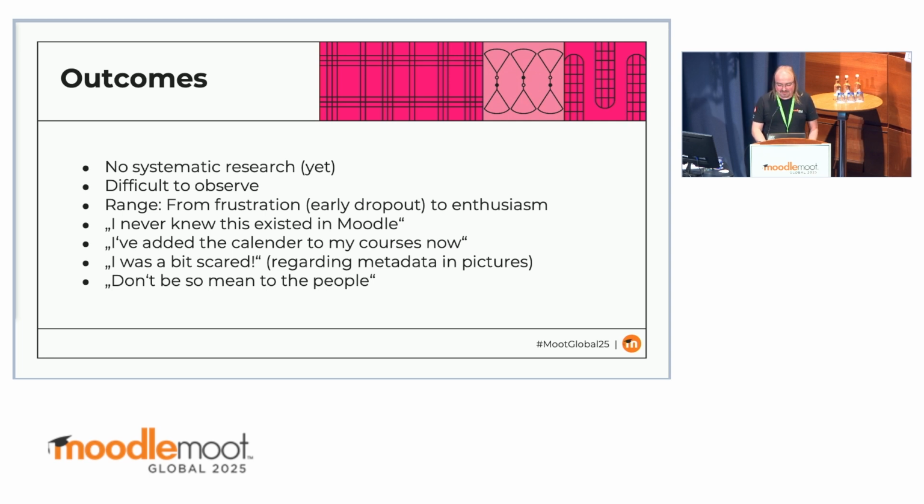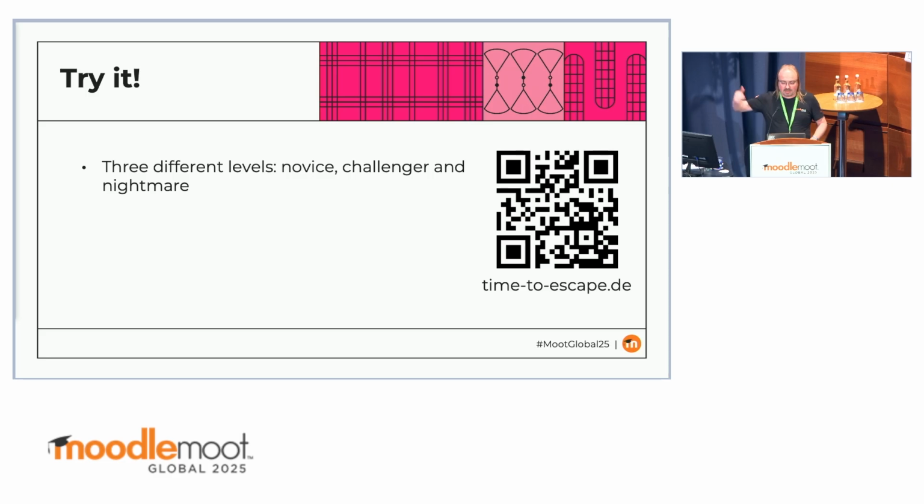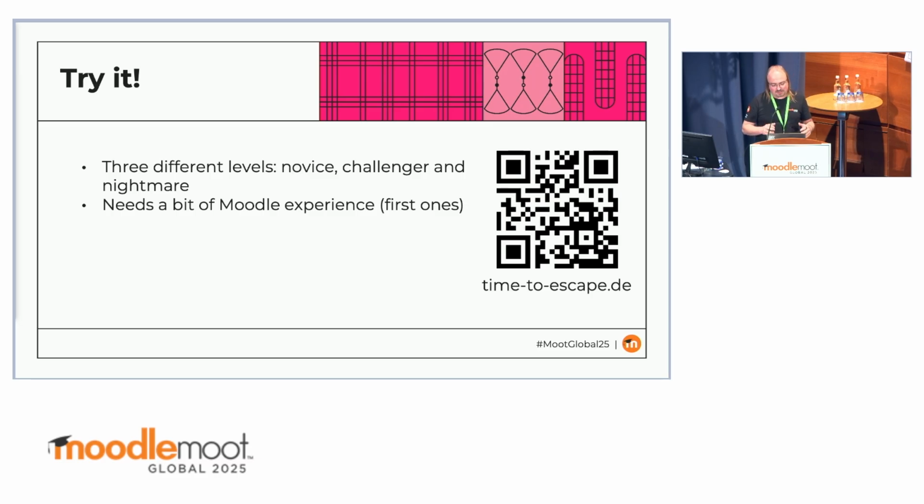So last step, you can try it. But this will need some time. I have built 3 different levels of an escape room called Time to Escape. QR code is over here. We have novice level. This should be doable in about 20 to 30 minutes. Challenger level, a bit more advanced. And nightmare, well, the name is telling. It needs a bit of Moodle experience, the first ones, and a bit more, the latter ones.